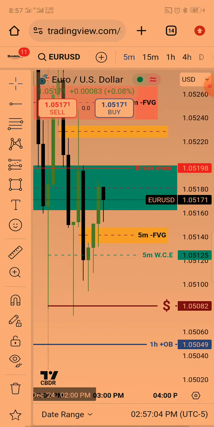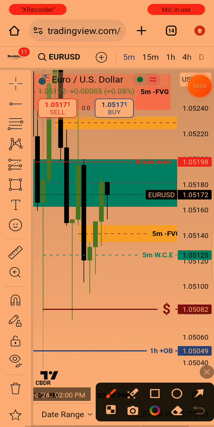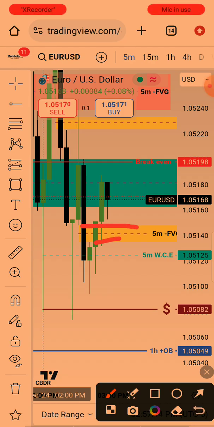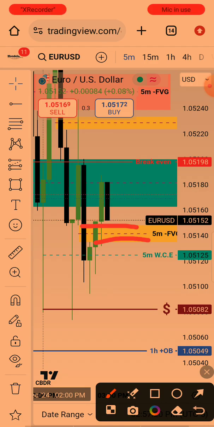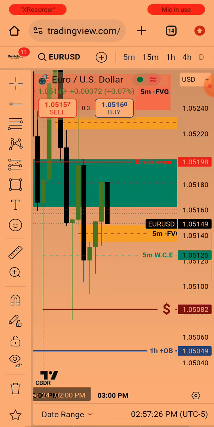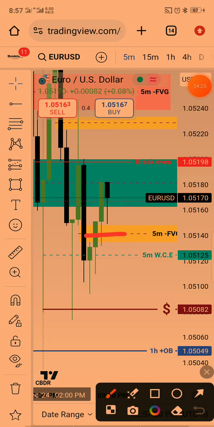This fair value gap right now, when it was forming, immediately it finished forming, I got in there. Now it is no longer a fair value gap. You can see if it is a valid fair value gap, immediately price trades into it like this, it's supposed to drop down.